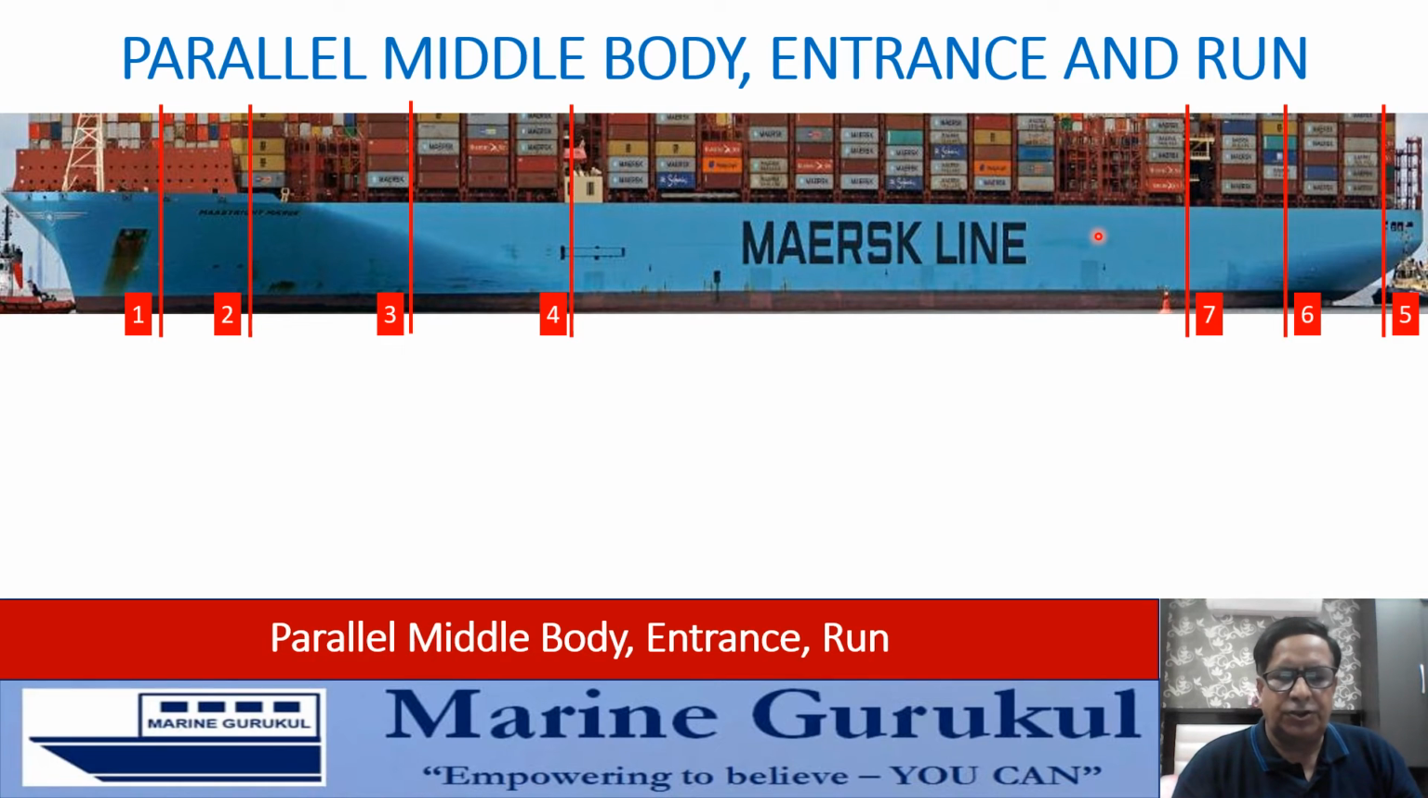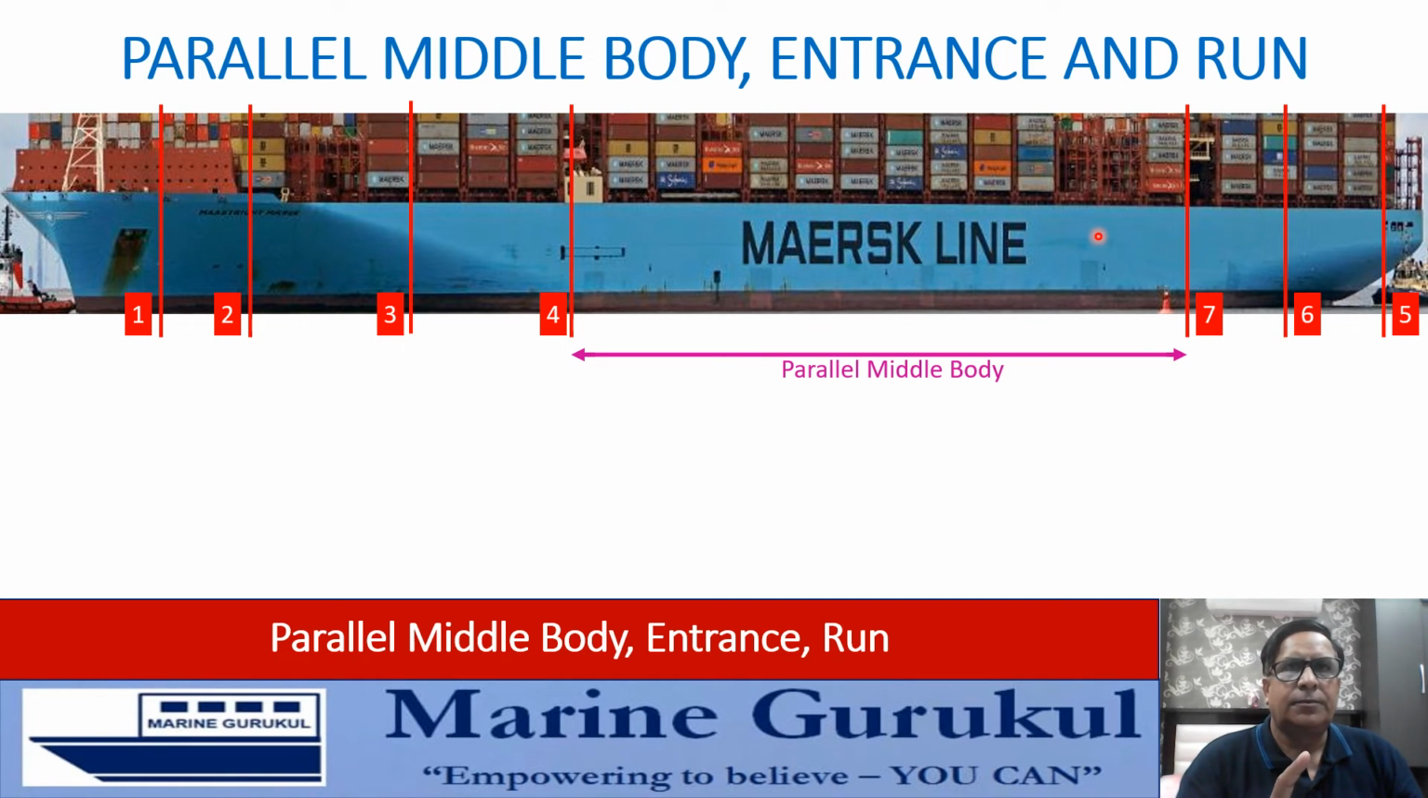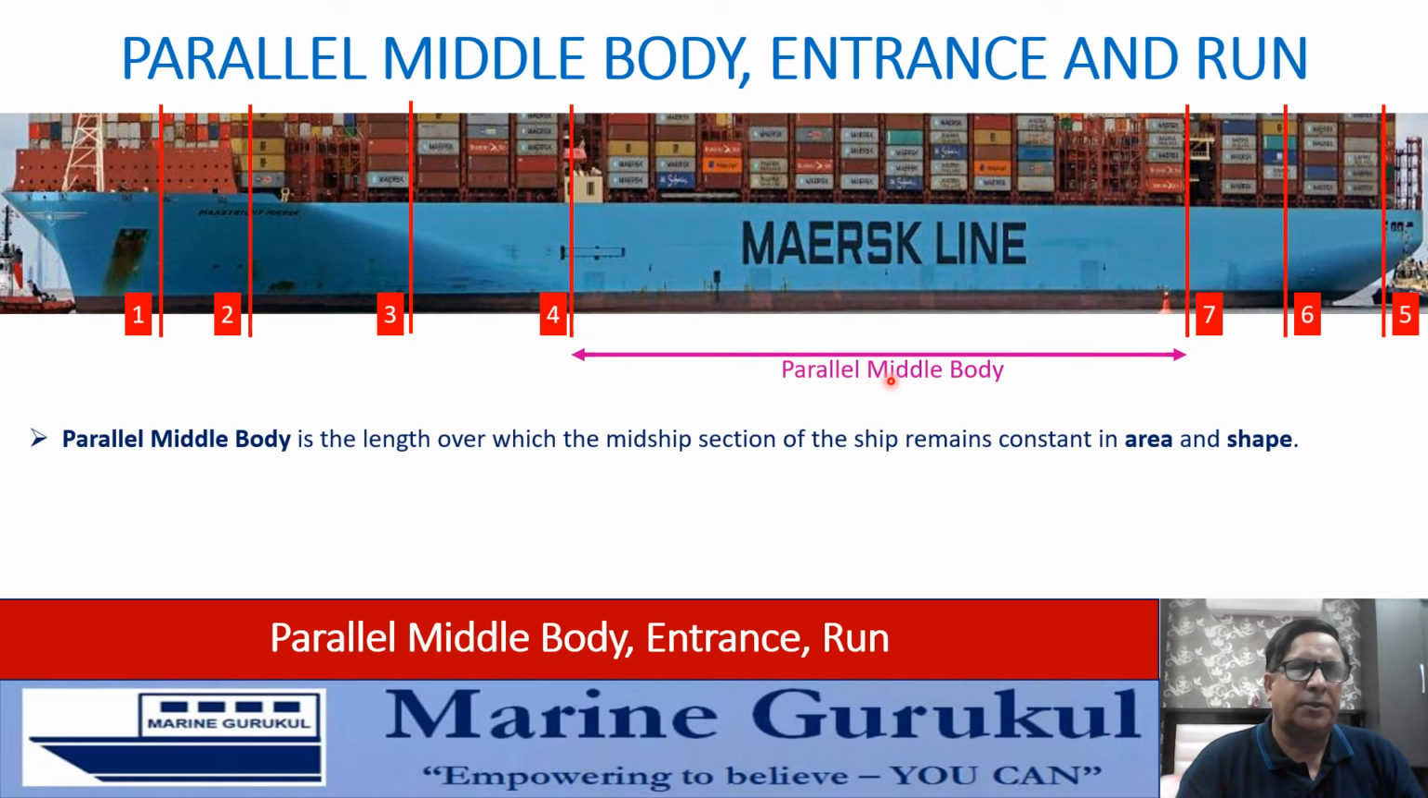This length of the ship over which the cross-sectional area remains constant in shape and size is called the parallel middle body. So parallel middle body is the length of the ship over which the cross-sectional area of the ship remains constant in shape and size.